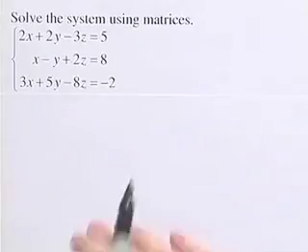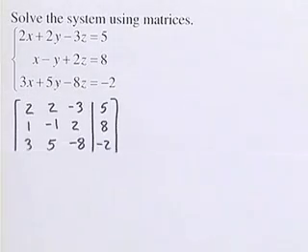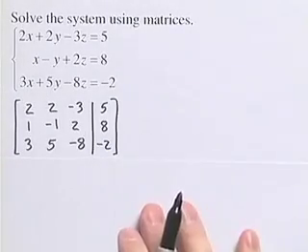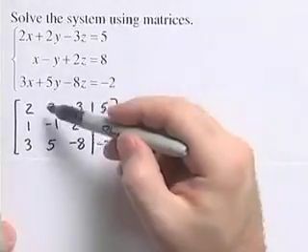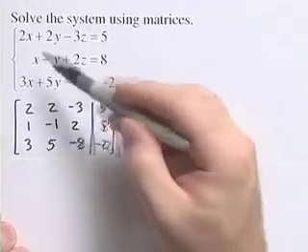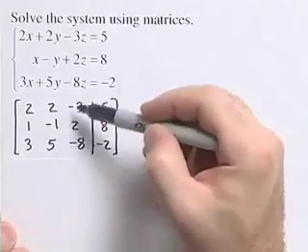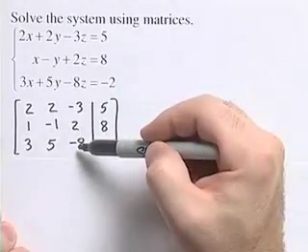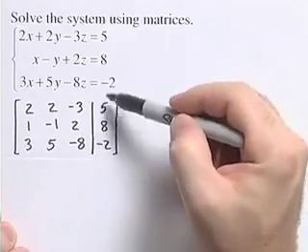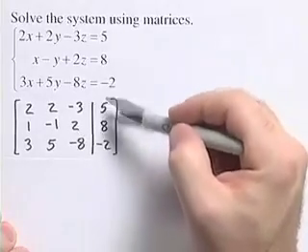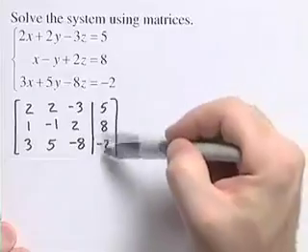First thing we want to do is write down our augmented matrix. Remember that the augmented matrix is in two parts. We have our coefficients of our variables, the x coefficients in the first column, y coefficients in the second column, and z coefficients in the third, then a vertical line, and then the coefficients on the right-hand side go in the second part here.